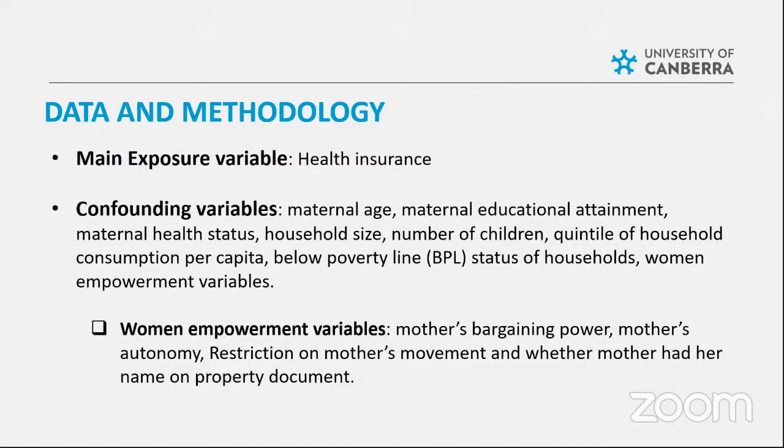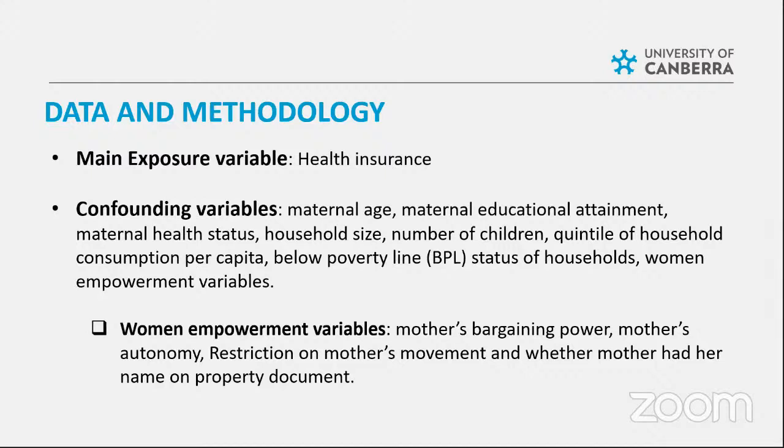Now, our main exposure variable was the household health insurance coverage status. So this assesses whether the household had benefited from health insurance. Now, as I indicated earlier, this variable captures only private insurance in 2005, but both private and public health insurance in 2012. Our study also controlled for a range of potential confounding variables, which were believed to affect women's utilization of MCH services in the wider literature.